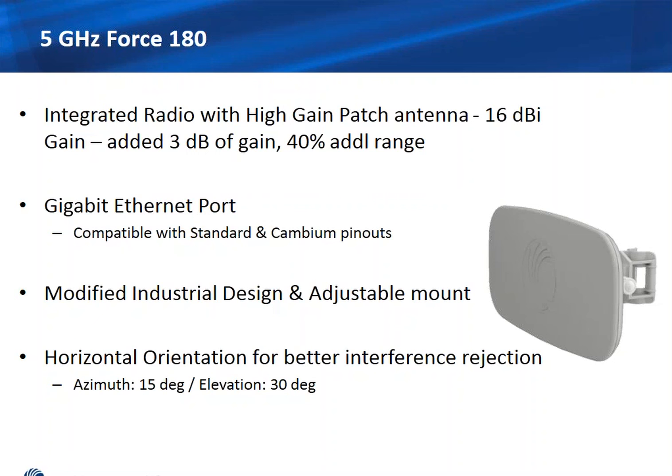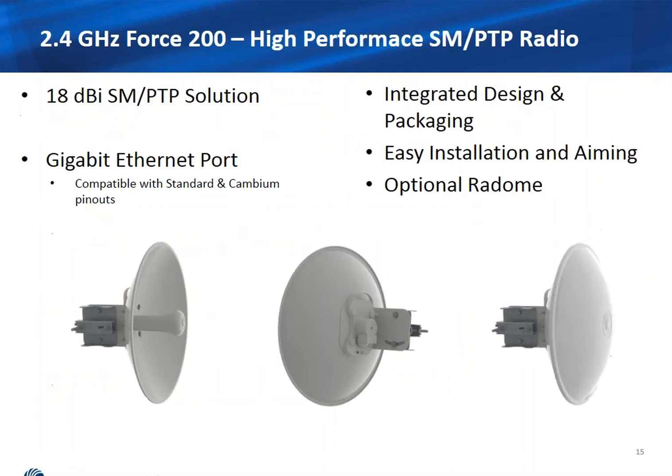And that is, we oriented the patch antenna in a horizontal manner, and what that does is it ends up narrowing the azimuth, or the horizontal beam width. And since a lot of the interference you're getting in these networks is from side to side, it helps mitigate interference. And a lot of people are pleased with the performance of the Force 180. Next slide, Ray.